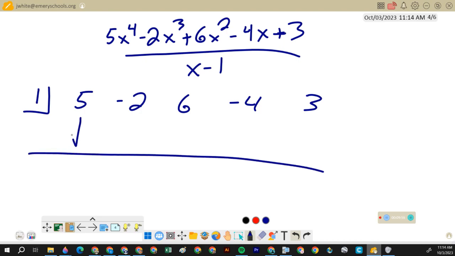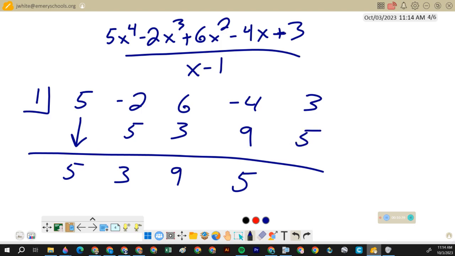So, we drop the first one, 5. Then we just multiply, add until we get to the end. 1 times 5 is 5. Negative 2 plus 5 is 3. 1 times 3 is 3. 6 plus 3 is 9. 1 times 9 is 9. Negative 4 plus 9 is 5. That's not too bad. 1 times 5 is 5. 3 plus 5 is 8. That's my remainder. So what is the answer?